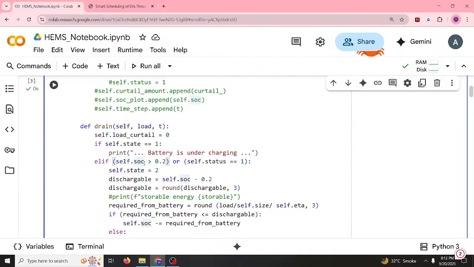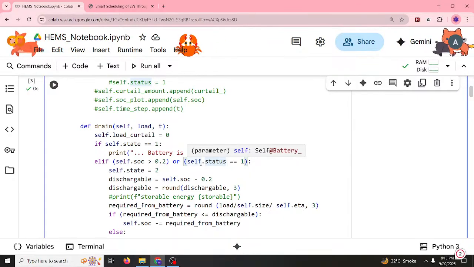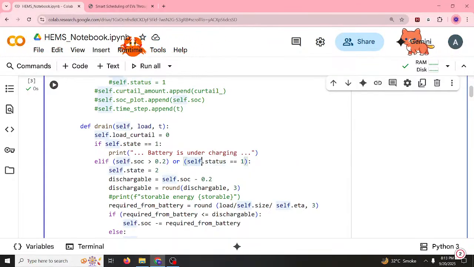So in coding we do it this way: we just keep the 20% condition and check if it is greater than, or self dot status is equal to 1. So here it is just a coding issue. I coded it a few years ago and I was not that mature a coder at that time, so I just kept on introducing variables. This variable is introduced for the status, stating that we are in the discharging state.